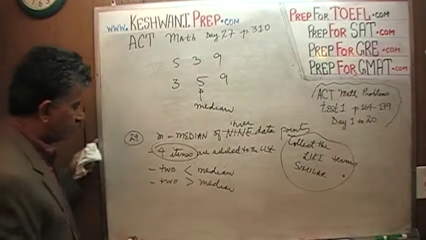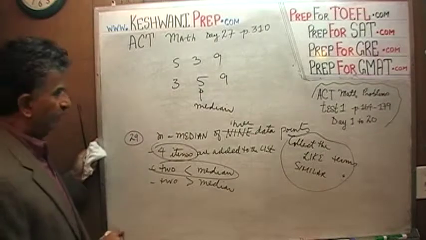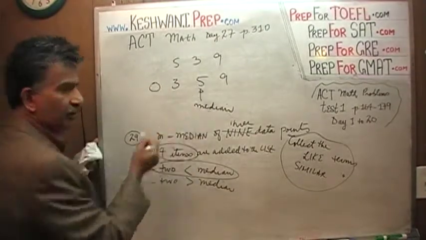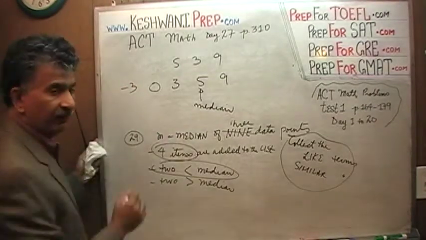We want to add 4 items so that 2 of them are smaller than the median. So just let's add 2 more numbers that are smaller than median. Median is 5. Let's add 0. 0 is smaller than 5. And let's add negative 3. Negative 3 is less than 5.